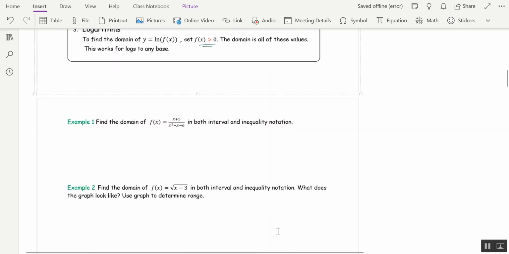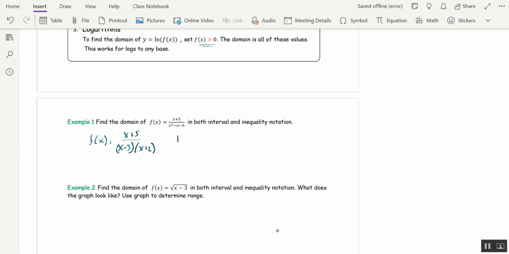So the first one, find the domain of this rational function. I have to factor the denominator to see where it's 0. That factors as x minus 3, x plus 2. Okay, so the domain in inequality notation would be all x except 3 and negative 2. So I'm going to write that as x not equal to 3 or negative 2.